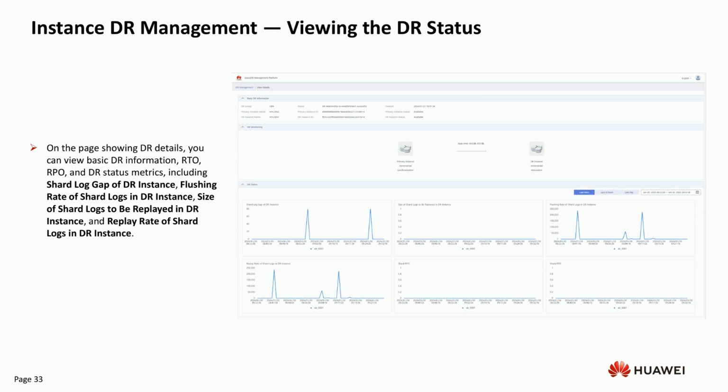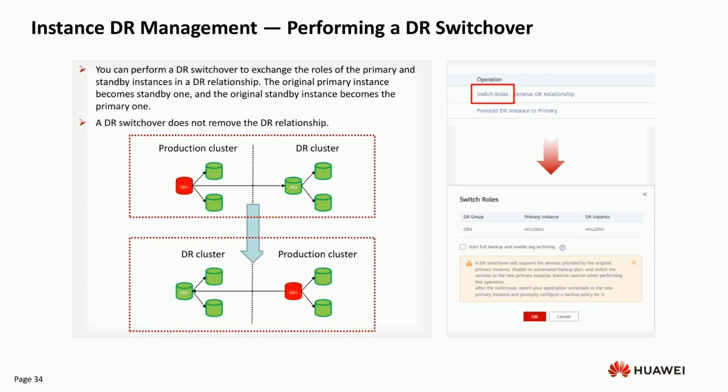You can view basic DR information, RTO, RPO, and status metrics, including shard log gap of DR instance, flushing rate of shard logs in DR instance, size of shard logs to be replayed in instance, and replay rate of shard logs in DR instance. On the DR management page, you can perform a switchover to exchange the roles of the primary and standby instances in a relationship.